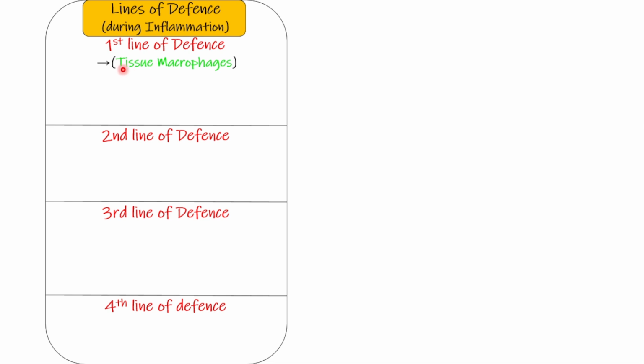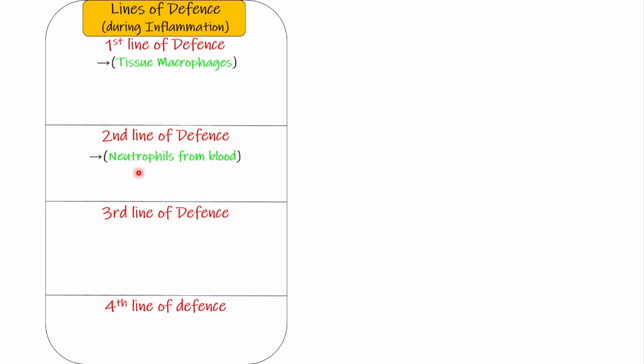Now, when the tissue macrophages have fought but are unable to kill the foreign invader, and the war goes on, what is the second line of defense? The second line of defense is the neutrophils, which move from the blood into the tissues, as described in the previous parts, and go and fight the foreign invaders. So the first line of defense is the tissue macrophages already present in the tissues, and the second line of defense is the neutrophils, moving from the blood into the tissues.